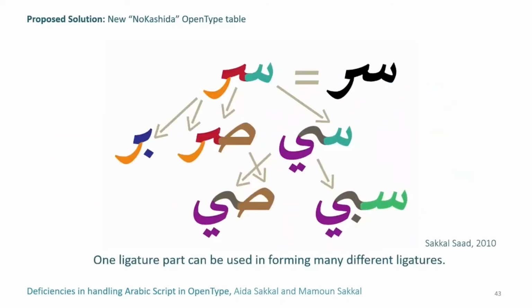One of the other reasons this is particularly efficient for Arabic is because you can often use a letter part in multiple ligature combinations. For example, each of the colors in this graphic here represents the same part, and you can see how they are used in multiple ligatures.